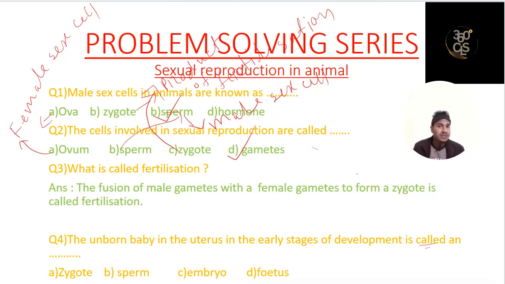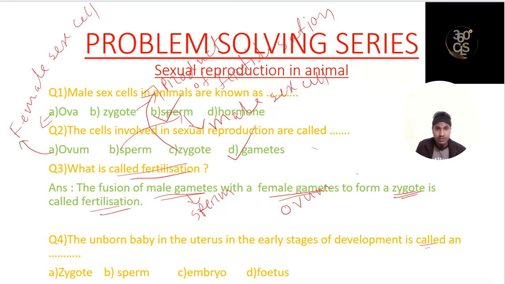Then the next problem is what is called fertilization. Fertilization क्या है? एक बहुत ही important term है इस chapter का. The fusion of male gametes यानी sperm with a female gamete, which means what? Ovum, to form a zygote. Okay, is called what?